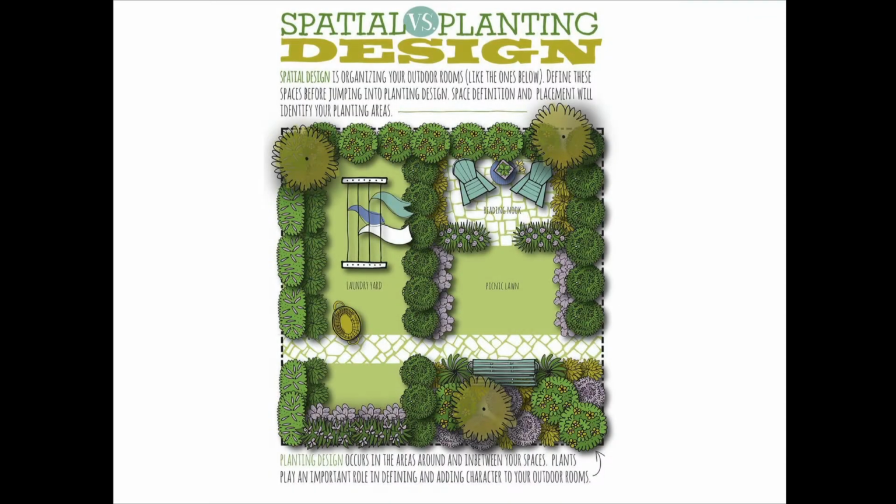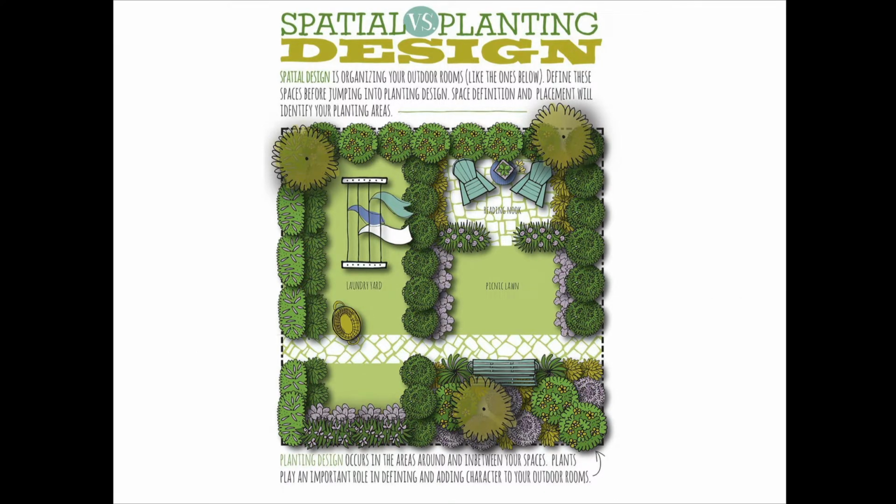Here's a graphic to show you a little bit about the difference between spatial and planting design. In this landscape plan, we have a backyard, and the space on the left is a laundry yard. So we're creating that room. We also created a picnic lawn on the right with a little bench, and we have our sidewalk cutting through both of these spaces. And then we have a little reading nook.